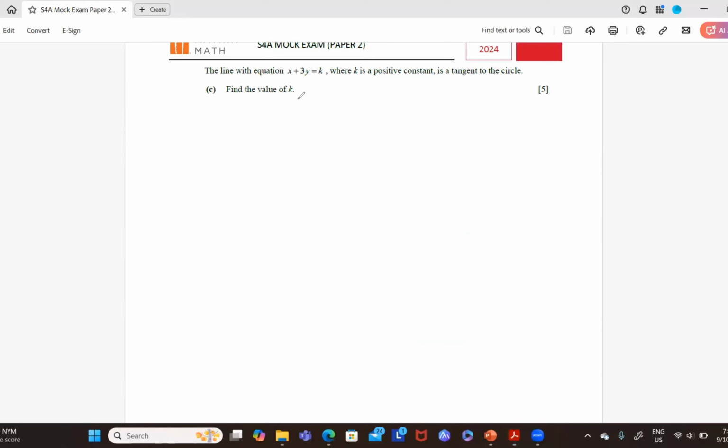Part C. x plus 3y equals to k, where k is a positive constant, is a tangent to the circle. Find the value of k. Okay, so what you want to do is rewrite this as x equals to k minus 3y.